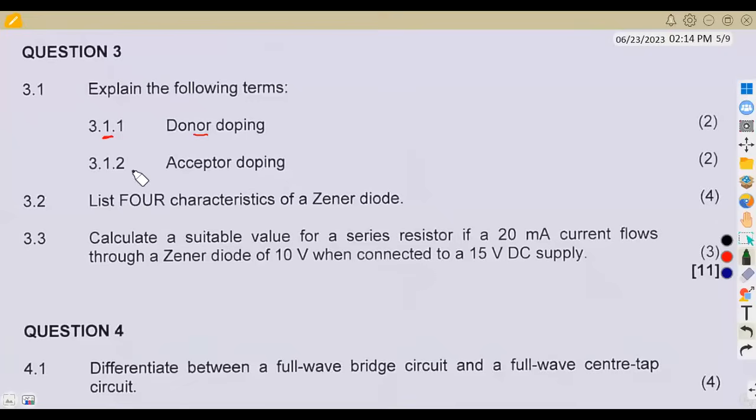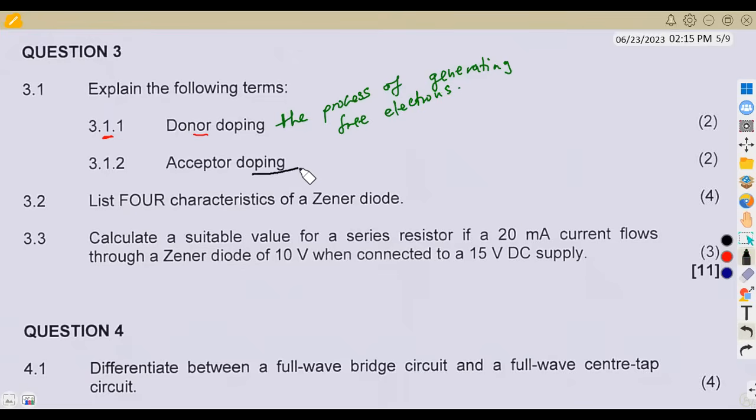All right, no problem. So here we are given to explain the following terms. We've got donor doping in this case. So remember, these two types of doping are actually asked in both of them. The donor doping is the process of generating free electrons. So there's a generation there. That is the process of generating free electrons. We're talking about free electrons. That is the most important part.